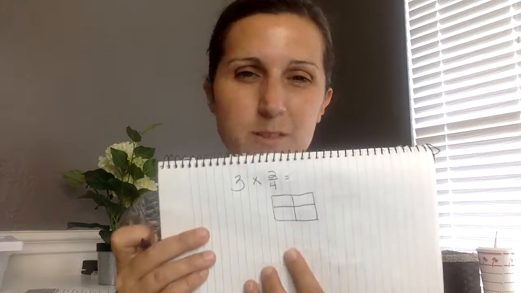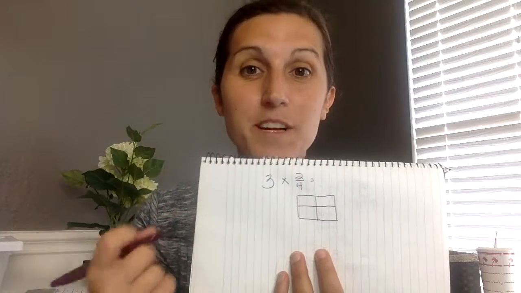It gets a little bit harder when we're not multiplying by unit fractions, but we can still do it. Let's say I have 3 times 2/4. I follow the exact same steps. So I'm going to make my whole. I'm going to break it into fourths. Okay, sort of fourths. And now I'm going to color in 3 groups. So in this case, I have 2/4, so I color in 2 of them.